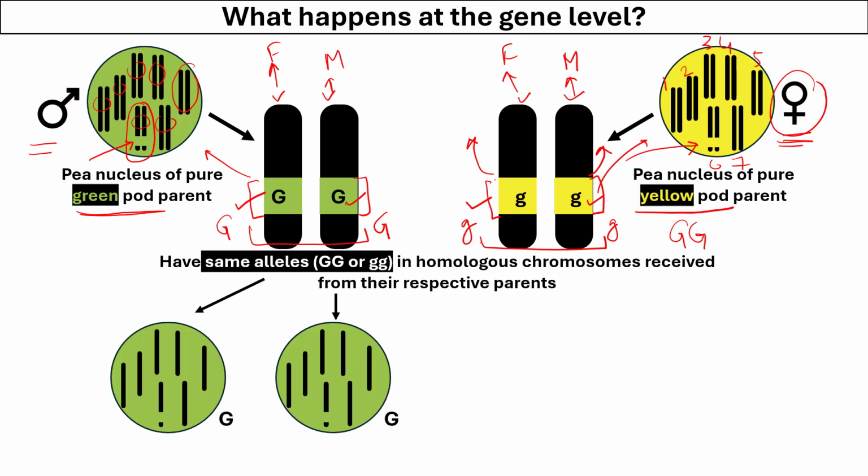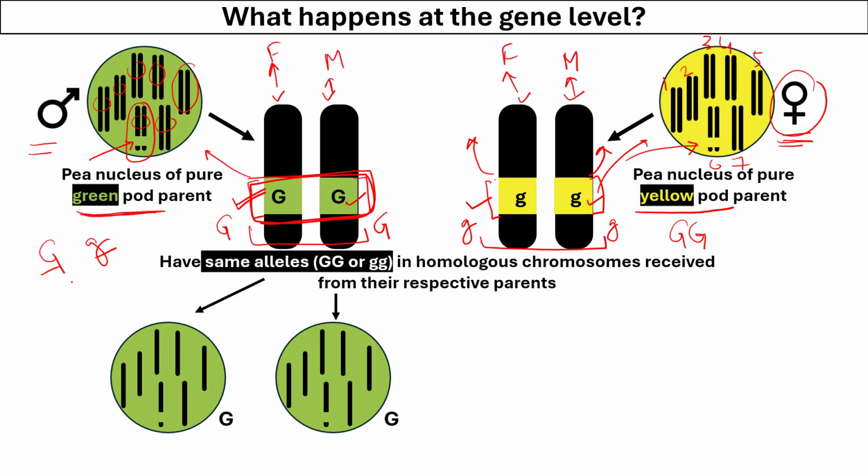So now you understand what a gene is. So this is a gene, and what is an allele? Allele is the options that you have. You can have G or g. So these are the two alleles of one gene related to the pod color.